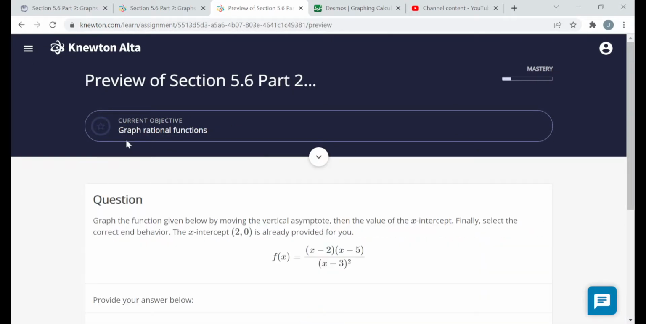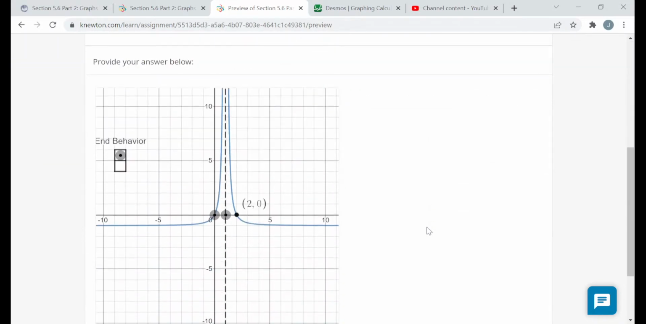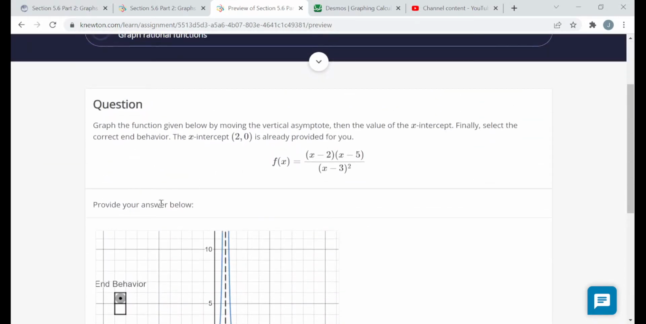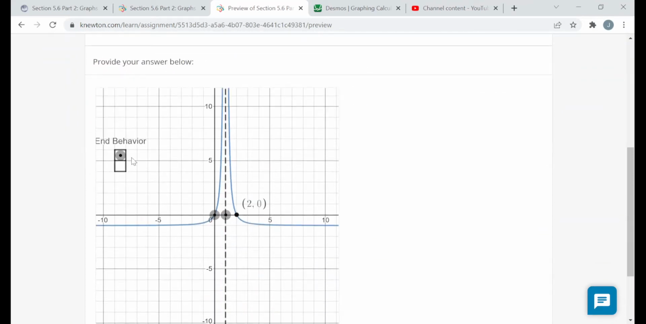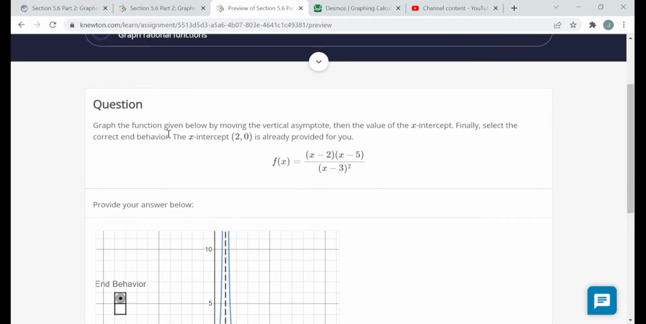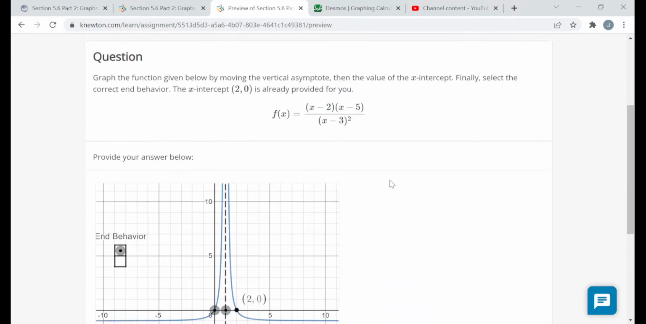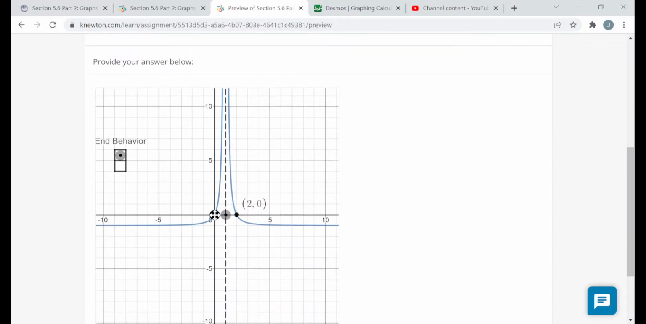All right, so now we're into graph rational functions. Again, it's one of those interactive graph ones where you move some stuff around. It says graph the function given below by moving the vertical asymptote, then the value of the x-intercept. Finally, select the correct end behavior. The x-intercept 2, 0 is already provided for you. Remember, if it's simplified, which this is, the zeros of the numerator are where the x-intercepts are going to be. So 2, 0 and 5, 0. So move the other x-intercept to 5, 0. All right, there we go. That's it, 5, 0.